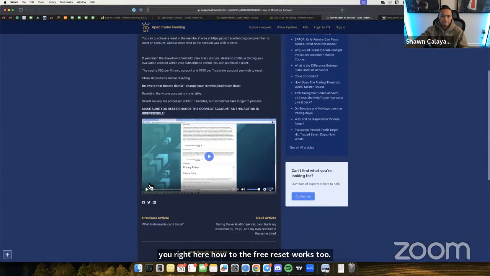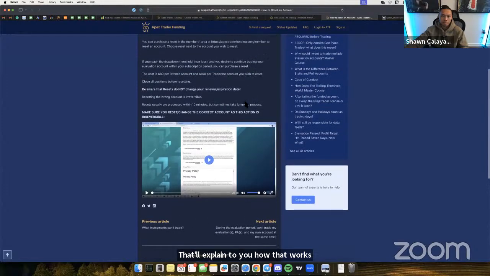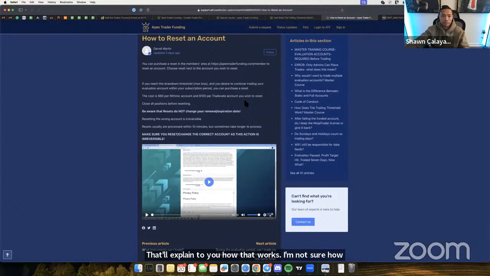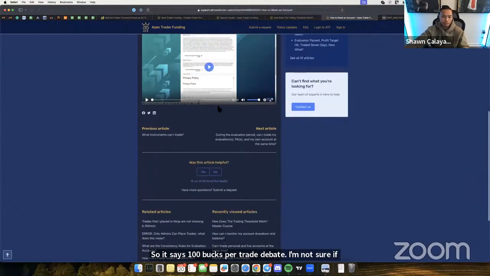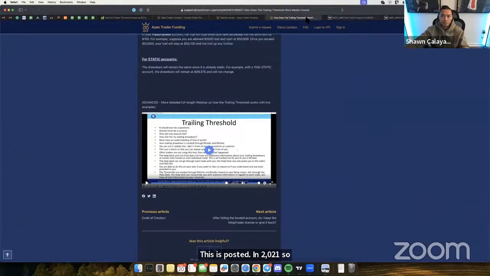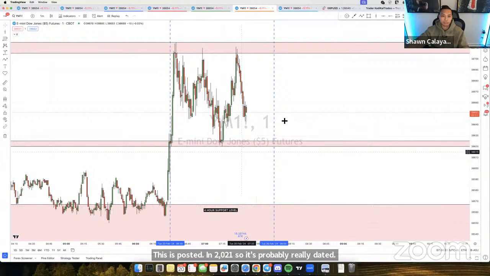I'm not sure how much it costs. So it says $100 per trade of 8. I'm not sure if this is all account sizes. This was posted in 2021, so it's probably really dated. But I know for mine it's $100. So with the half off discount, just keep that in mind.